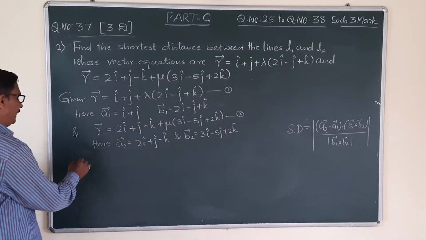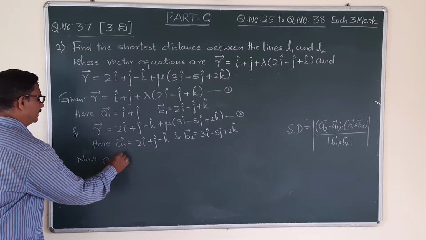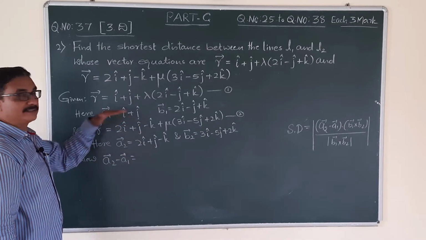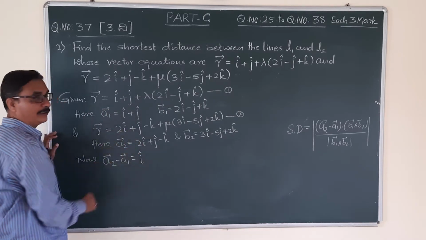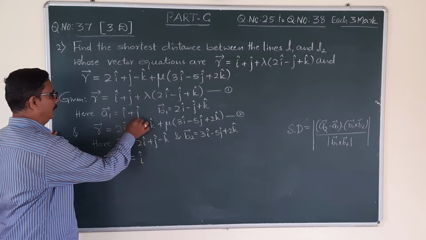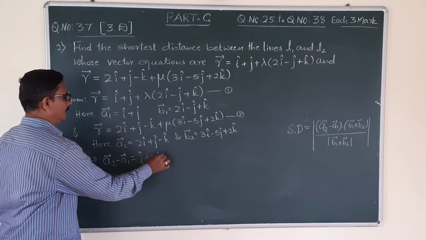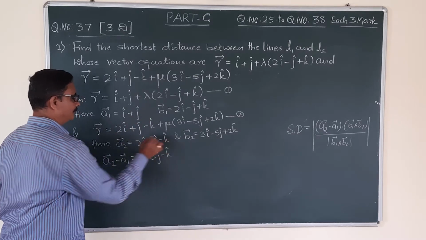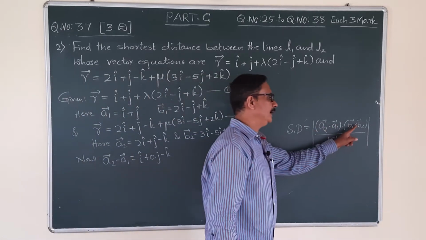Now to find a2 minus a1. The a2 minus a1 vector is equal to, this is a2, that is a1, subtract: 2i minus 1i, 1i plus j minus j cancel, that is 0j, minus k, there is no k term, that is minus k. This is a2 minus a1. Next, to find b1 cross b2.